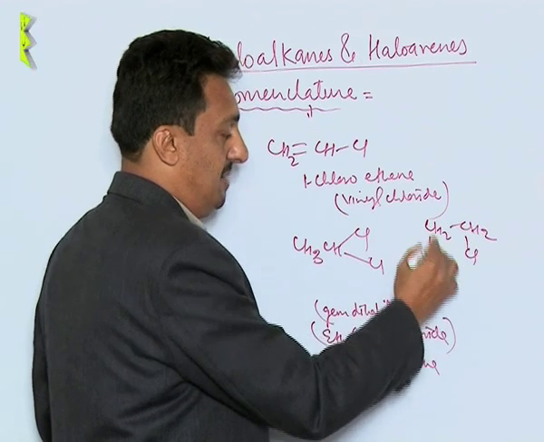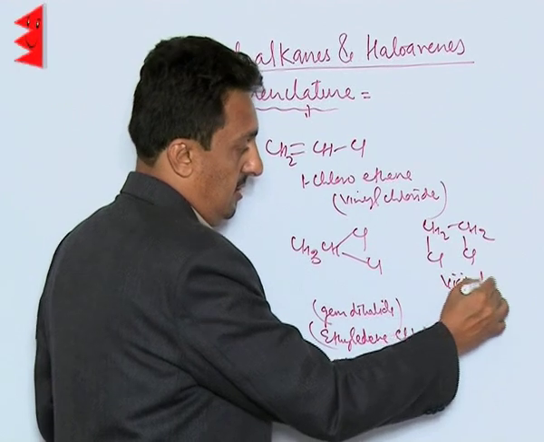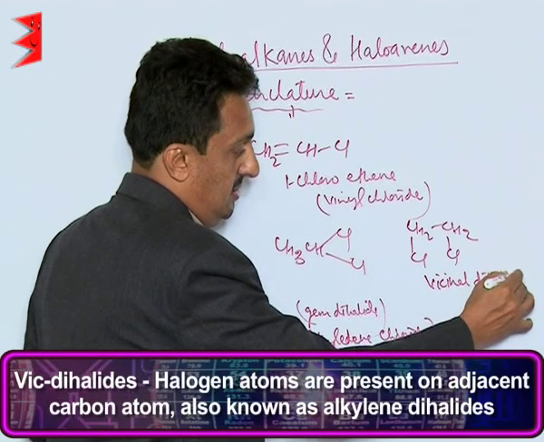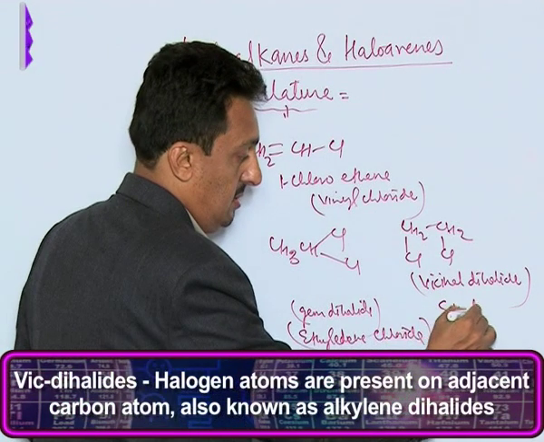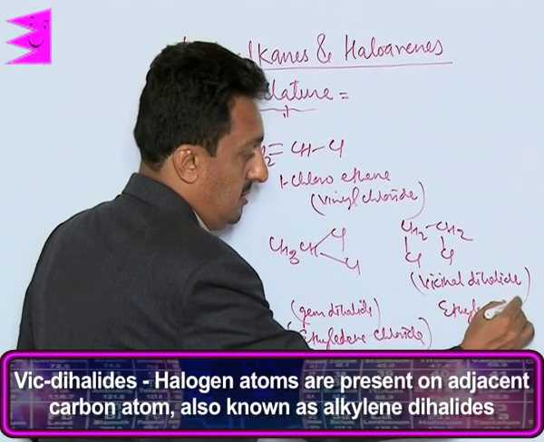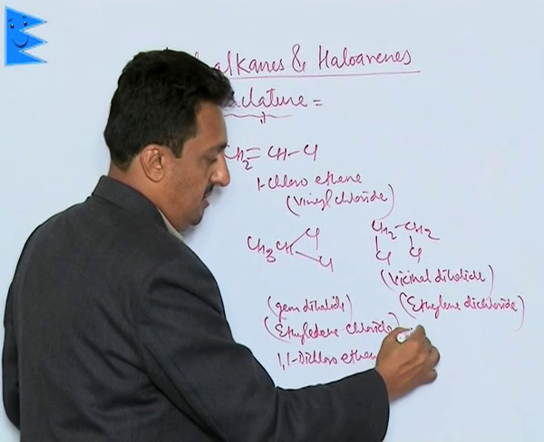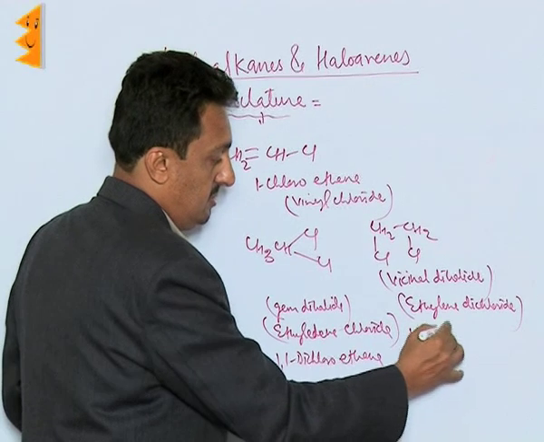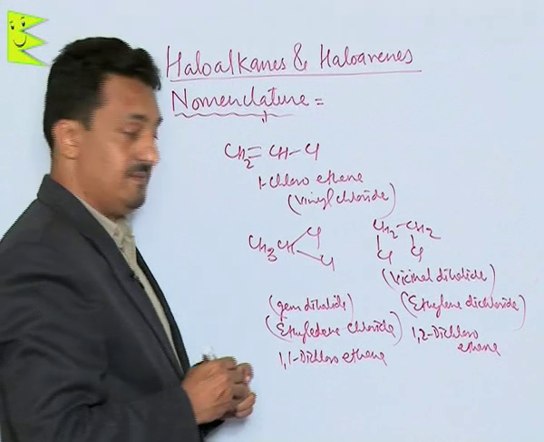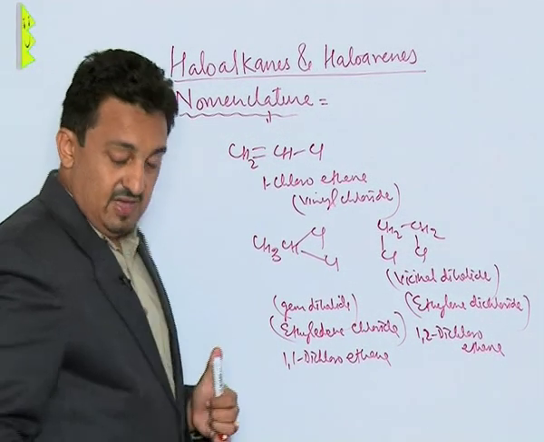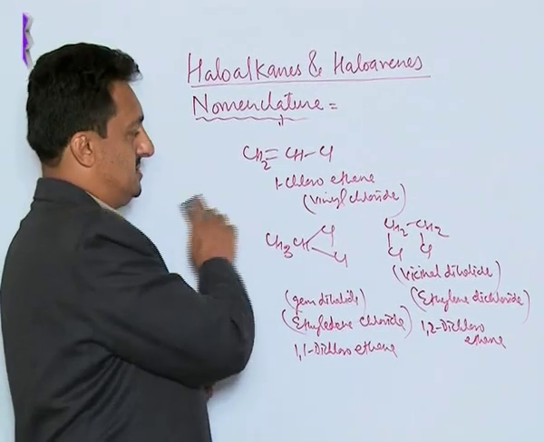If the two halogens are present on adjacent carbon atoms, it's called a vicinal dihalide, or ethylene dichloride, or 1,2-dichloroethane. So this is how we can have the nomenclature of the polyhalogen compounds.